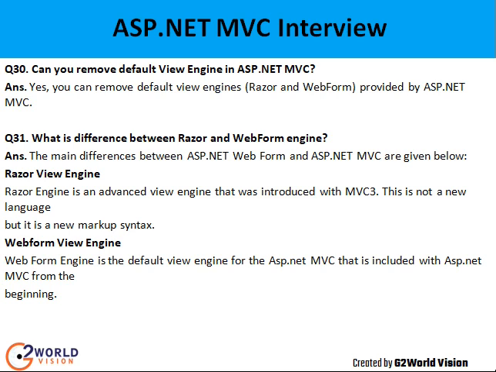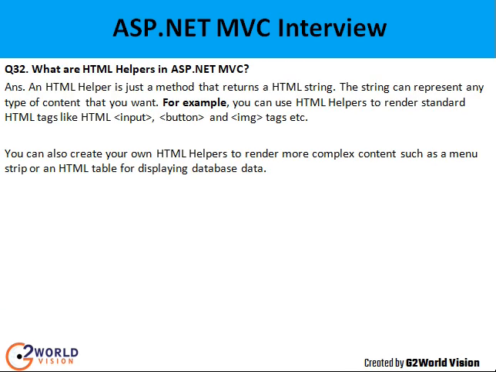Now we go on to question number 32. What are the HTML helpers in ASP.NET MVC? An HTML helper is just a method that returns an HTML string. That string can represent any type of content that you want. For example, you can use HTML helpers to render standard HTML tags like input, button, and images, etc.